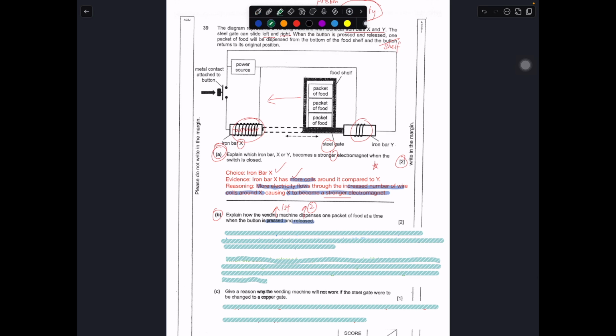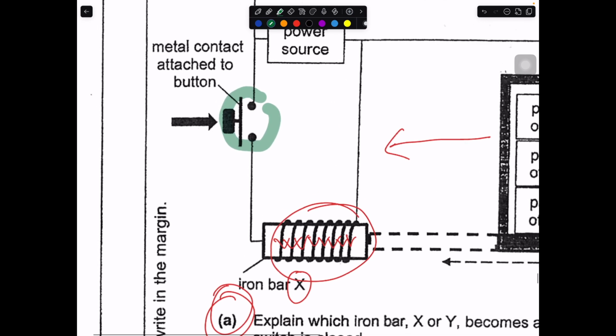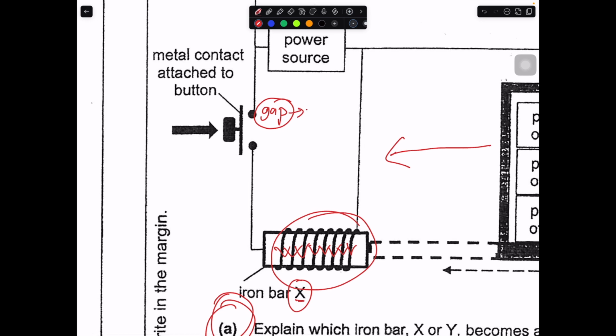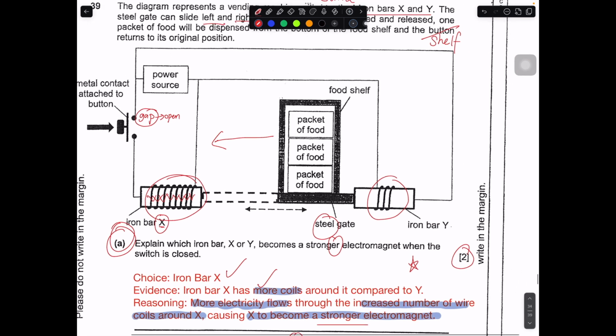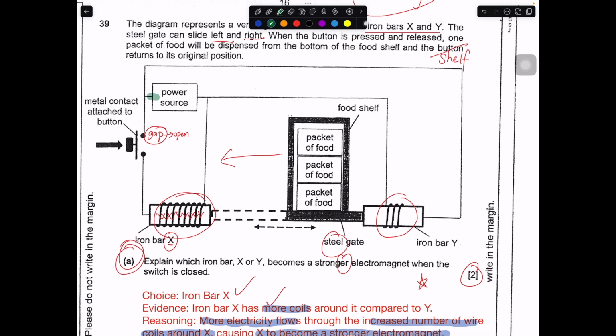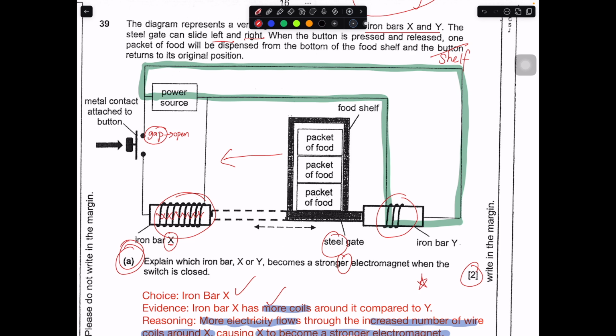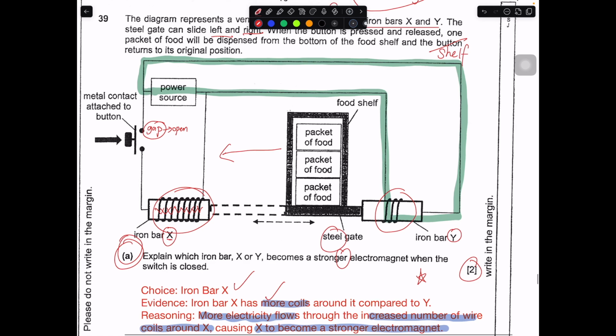So when the button isn't pressed, this is what's going to happen. Do you realize that there's a gap? There's a gap. So that means the circuit with iron bar X is open when it's not pressed. So what's going to happen is that electricity is going to flow through here, through the power source, through Y, back into here. That means Y, whether the button is being pressed or unpressed, will continue to be an electromagnet.